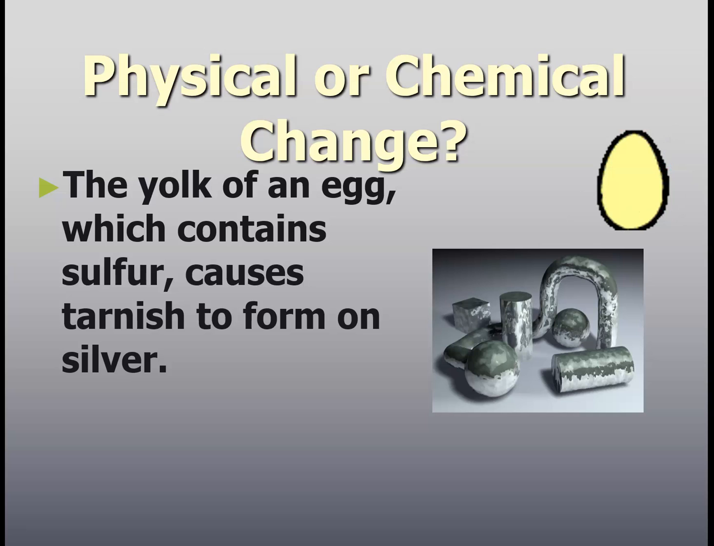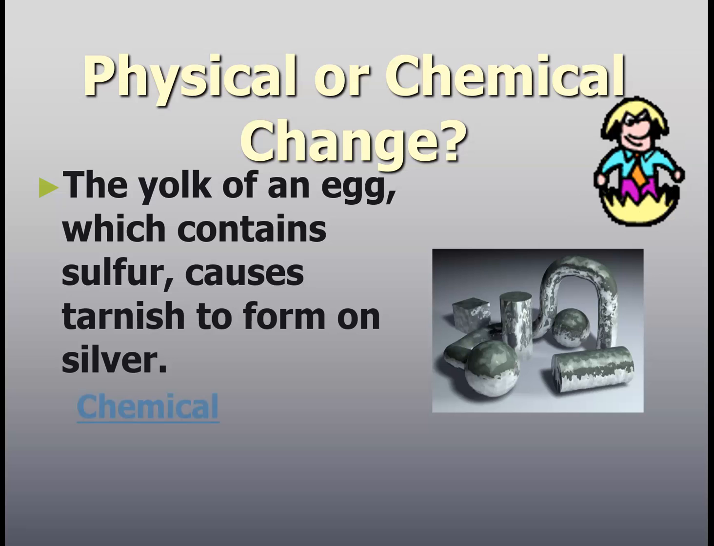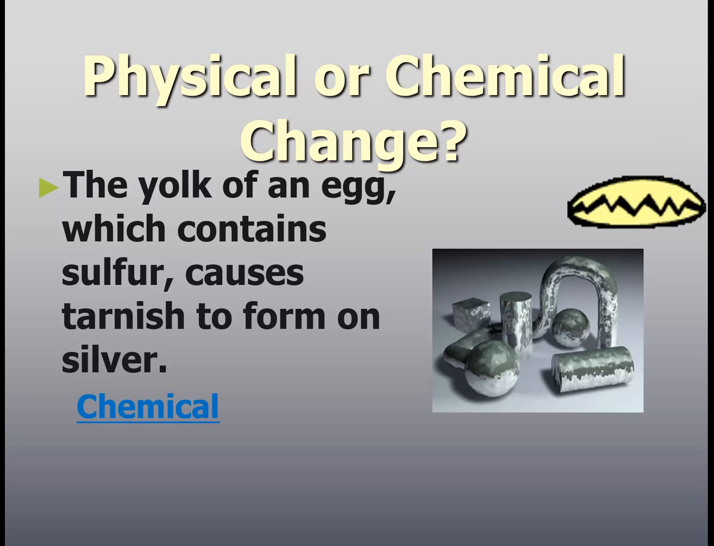Physical or chemical change. The yolk of an egg, which contains sulfur, causes tarnish to form on silver. Is that a chemical or a physical change? Please write your answer down in your notebook. Well, because it's causing tarnish, this is a chemical change.